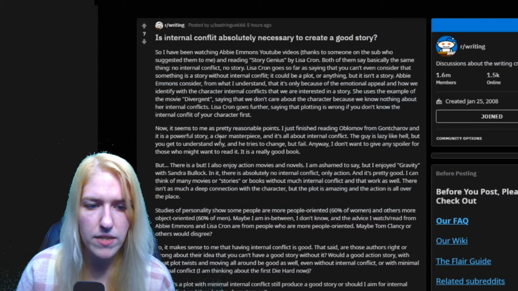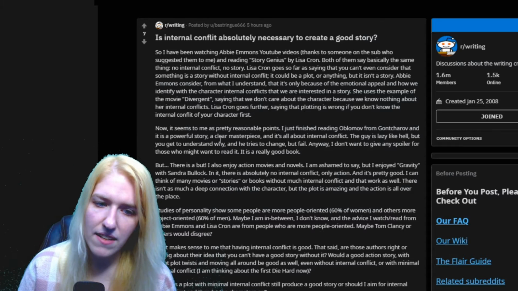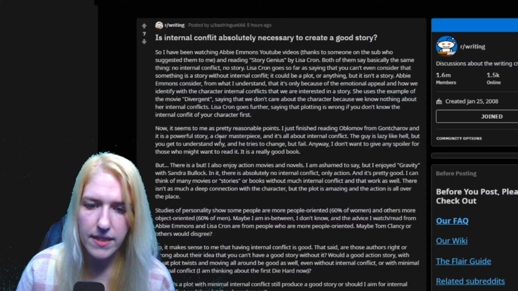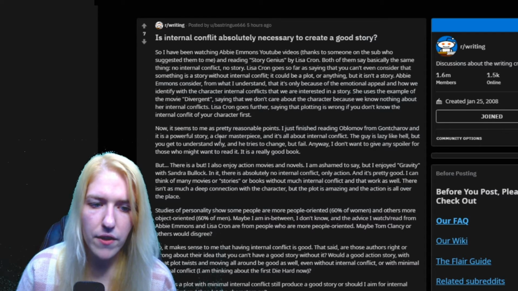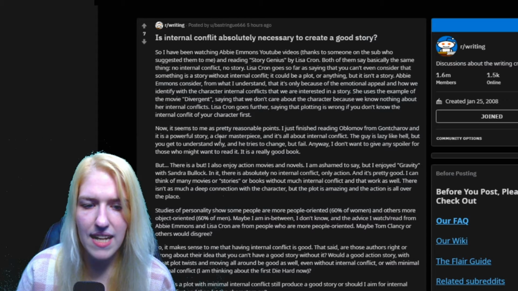but I enjoy Gravity with Sandra Bullock. In it, there is absolutely no internal conflict, only action, and it's pretty good. I can think of many movies or stories or books without much internal conflict, and that work really well. There isn't much of a deep connection with the characters, but the plot is amazing and the action is all over the place.